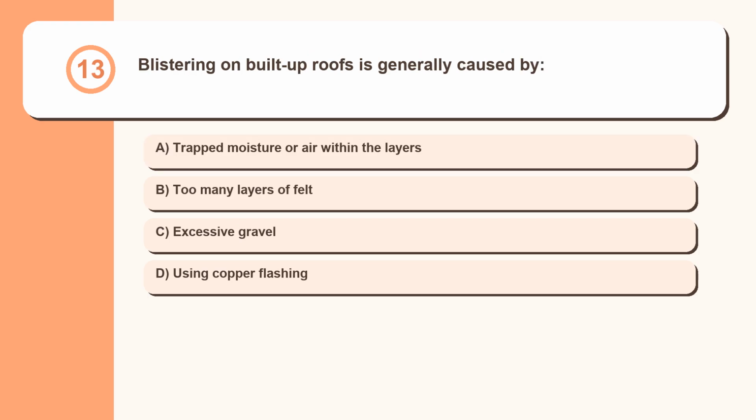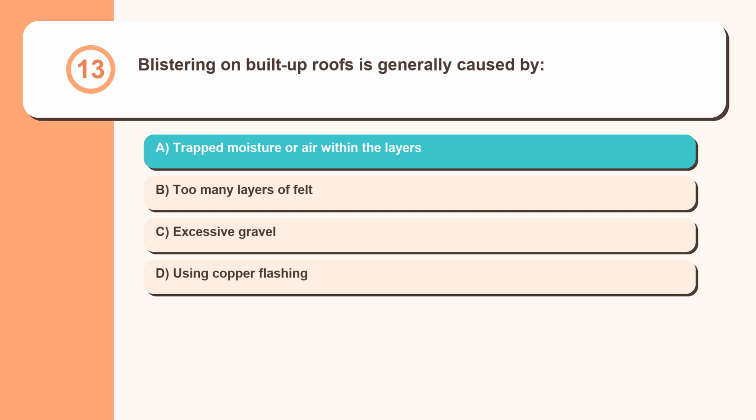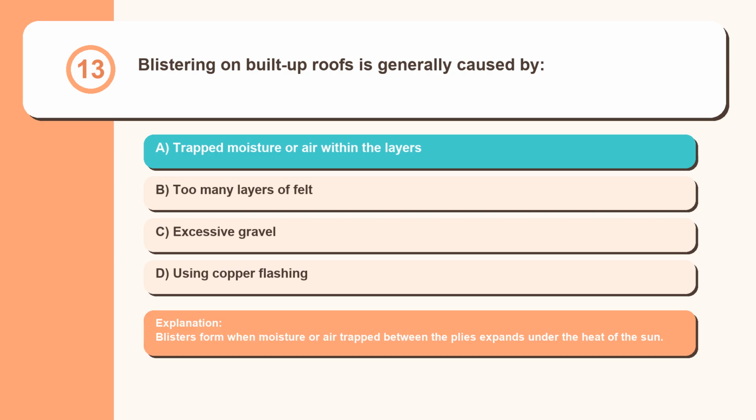Question 13. Blistering on built-up roofs is generally caused by trapped moisture or air within the layers, too many layers of felt, excessive gravel, using copper flashing. Blisters form when moisture or air trapped between the plies expands under the heat of the sun.